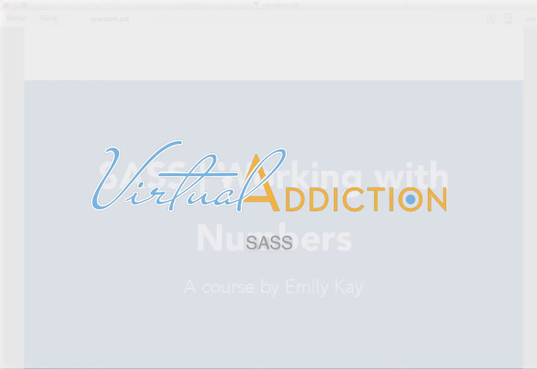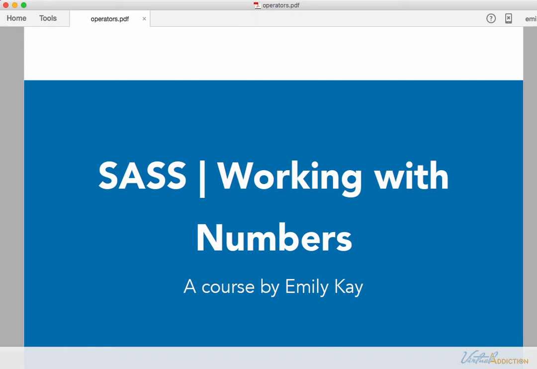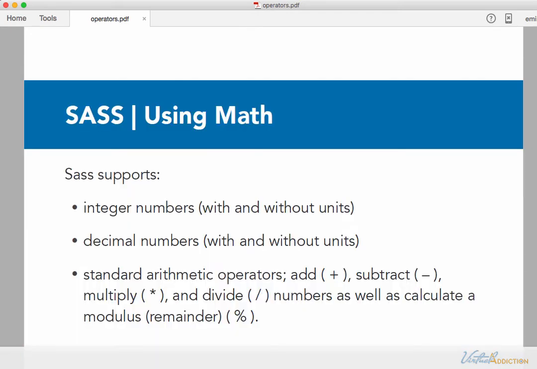In SASS, you have a lot of flexibility in how you can calculate different values. You can actually do so by utilizing math. SASS supports both integer and decimal numbers, both with and without units. So you could use something like 10 and also 10.5. SASS also supports pixels, ems, rems, percentages, any of the normal units of measurement that you're used to using.